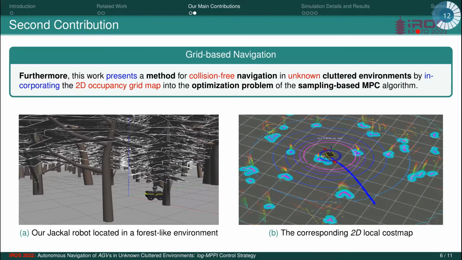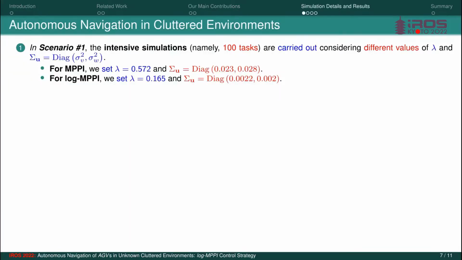We also present a method for collision-free navigation in a known environment by directly integrating the 2D occupancy grid as a local cost map into the optimization problem of MPPI without adding additional complexity to the optimization problem. With the aim of demonstrating the potential advantages of our proposed control strategy, we conduct intensive simulations considering 4 scenarios.